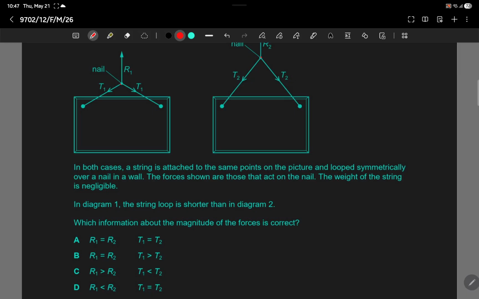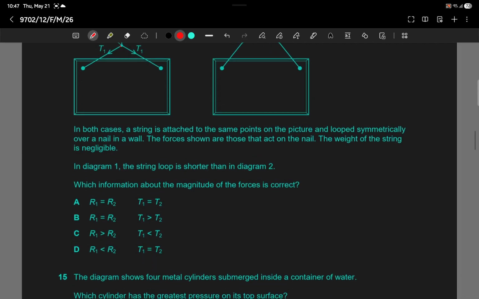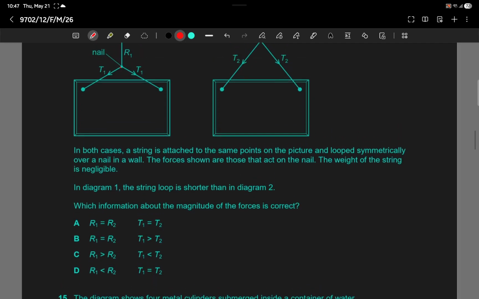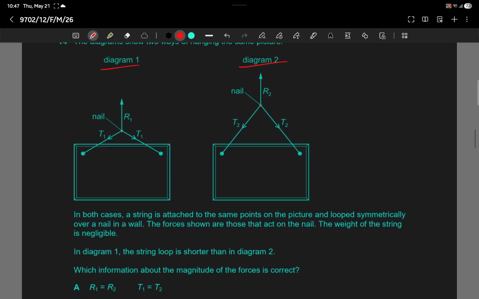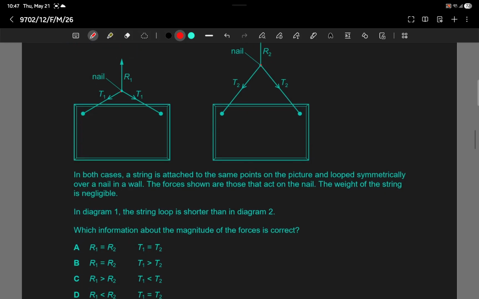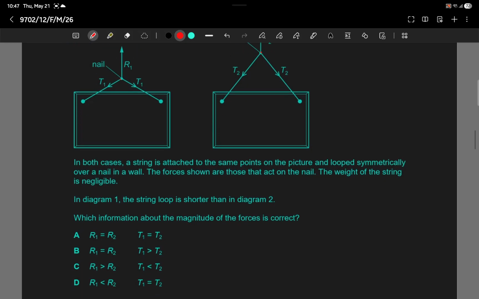Okay, so the forces shown are those that act on the nail. The weight of the string is negligible, so we don't have to care about the weight of the string. In diagram 1, the string loop is shorter than in diagram 2. Yeah, it is shorter. This is longer. Diagram 2 is longer. So which information about the magnitude of forces is correct?